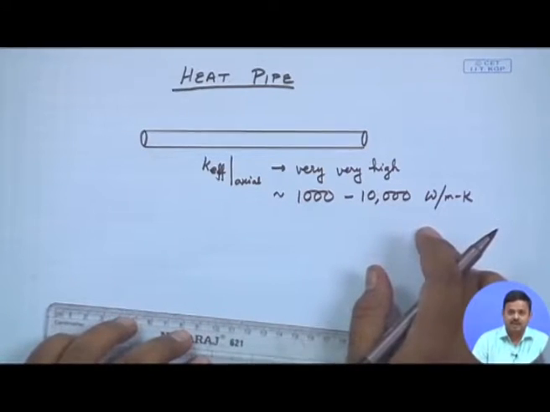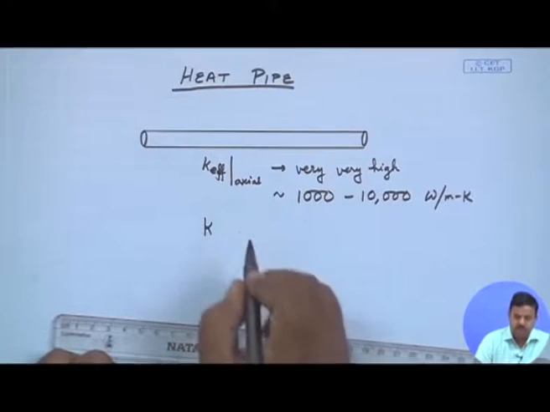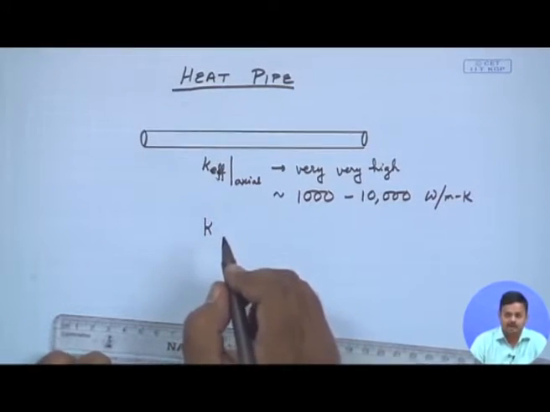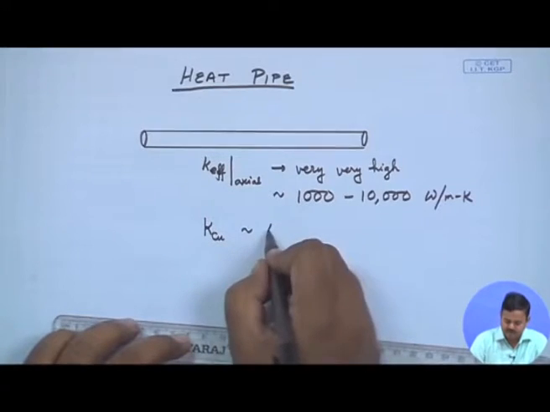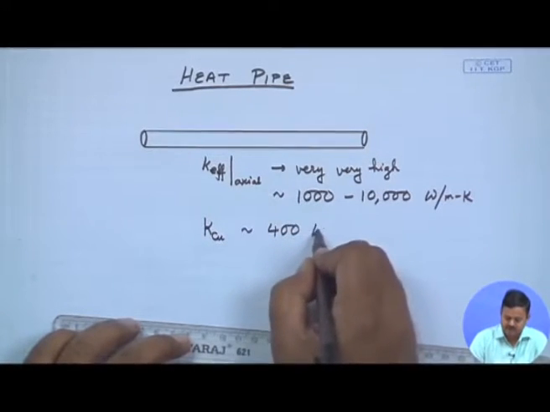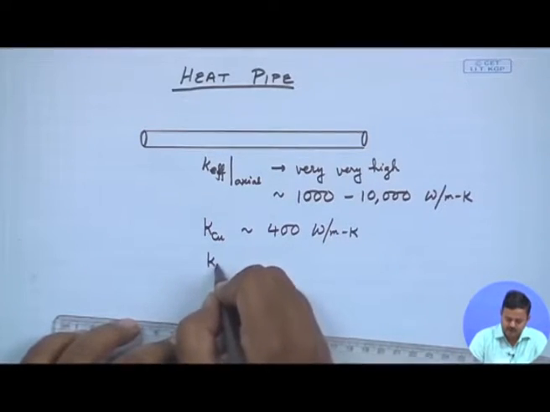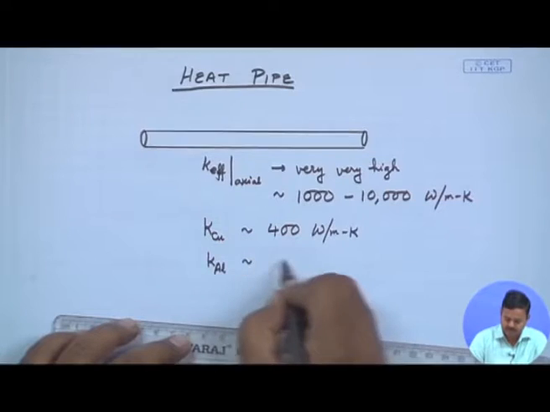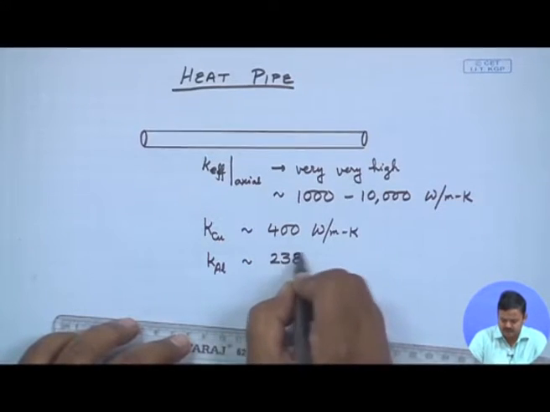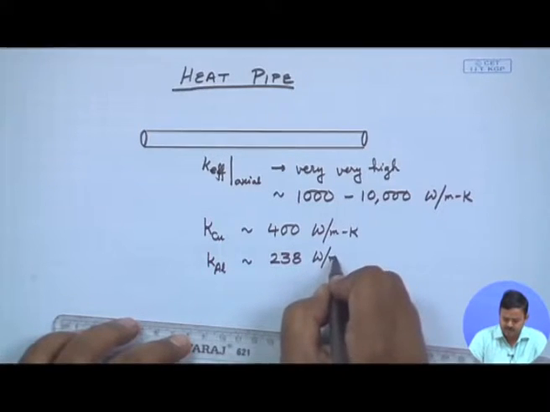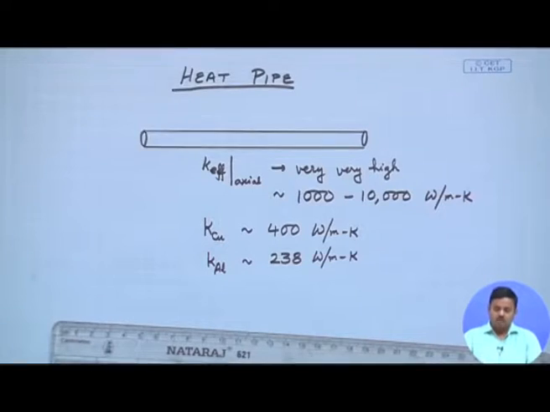Now is this number high? Let us see. To compare, copper, which is one of the best thermal conductors that we know of, has a thermal conductivity of around 400 watts per meter Kelvin. Thermal conductivity of aluminum, which is also a very good conductor, pure aluminum is around 238 watts per meter Kelvin. So what does it mean?